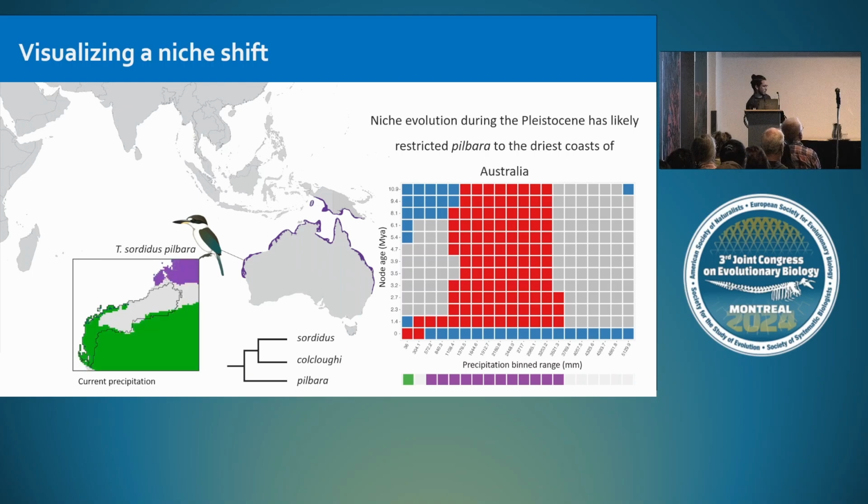And in a broader context, it's absent in the sites that hold conditions where the ancestor and the other subspecies of the complex are present. So I think it's a really cool result. We have other branches that show similar results. I just want to showcase that and say, yeah, it seems that niche evolution during the Pleistocene restricted this taxon to the driest part or the dry coast of Australia.